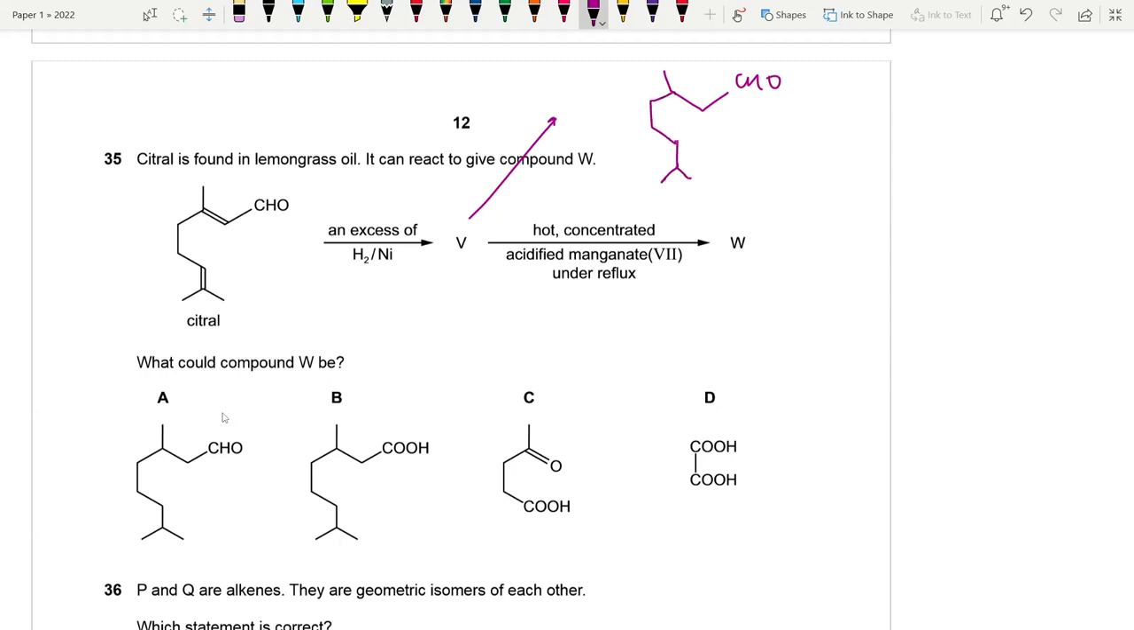This is compound V. I just got rid of the double bonds. Now, after hot acidified KMnO4, what's going to happen? The aldehyde is going to be oxidized to form a carboxylic acid. No rupture or cleavage, no oxidative cleavage will take place here. Okay, so this is the compound we're looking for. Answer B.